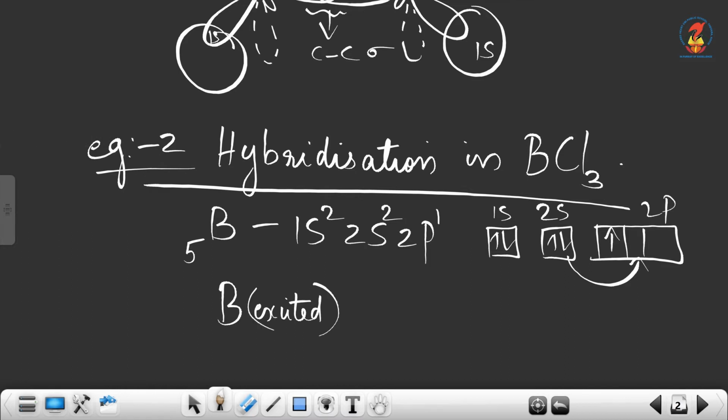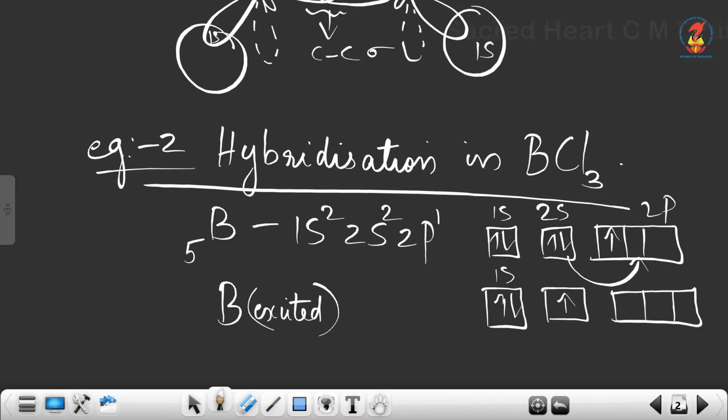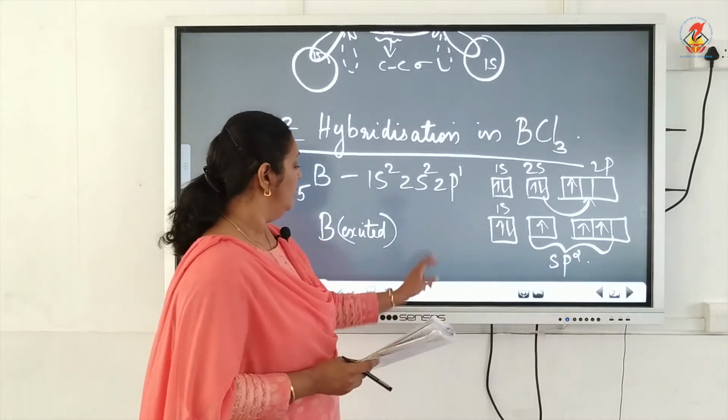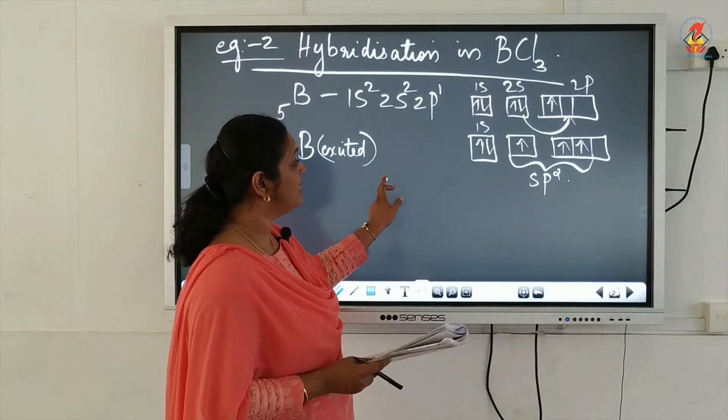Boron in the excited state, how can you draw the orbital diagram? 1s, the 2s electrons get unpaired and one is shifted to the 2p orbital. Now we have 3 half-filled orbitals, that is one 2s orbital and two 2p orbitals, which will hybridize to form 3 new sp2 hybrid orbitals of equivalent energy and shape. Now how is BCl3 formed?